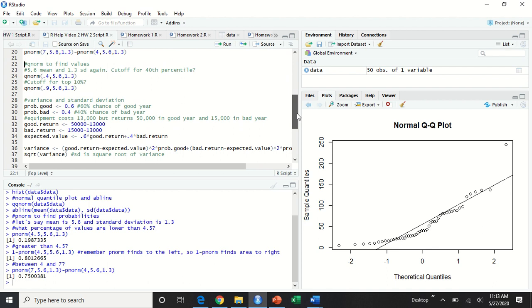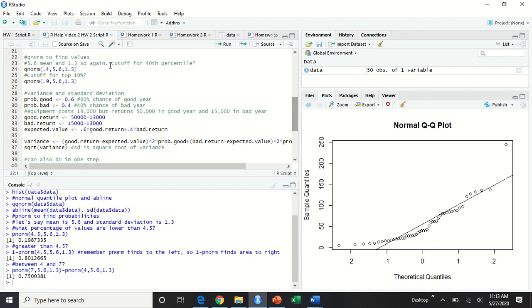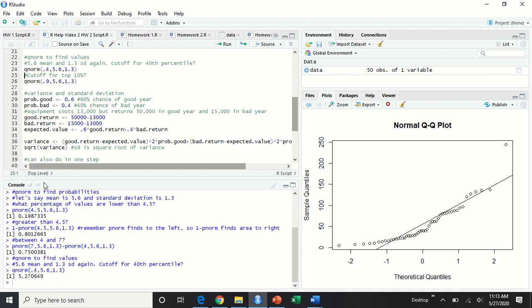Next, we use qnorm. Qnorm is similar, but we find values instead of probabilities. You put the mean and the standard deviation in the same place, but you'll change the first value to whatever percentile you're trying to find. Let's say we want to find the cutoff for the 40th percentile. It would be 5.27. The cutoff for the top 10% would be the 90th percentile.